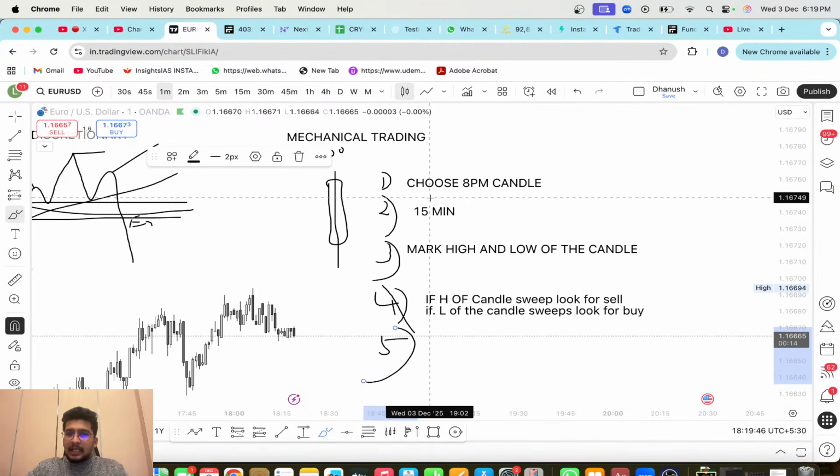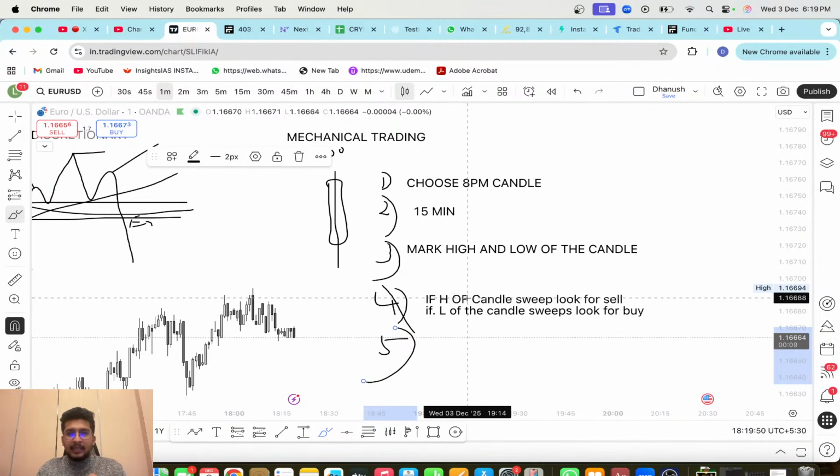So these are all the higher time frame framework. First one, we need to choose the 8 p.m. 15-minute candle, mark the highs and lows of the candle. If the high sweeps, we need to look for sell. If the low sweeps, we need to look for a buy. So not only this model, we can create a number of mechanical models with the things which we have learned. Okay, so over here, as simple for entry, we will use something called market structure shift.